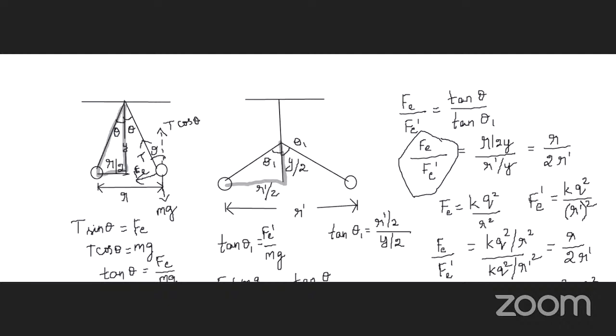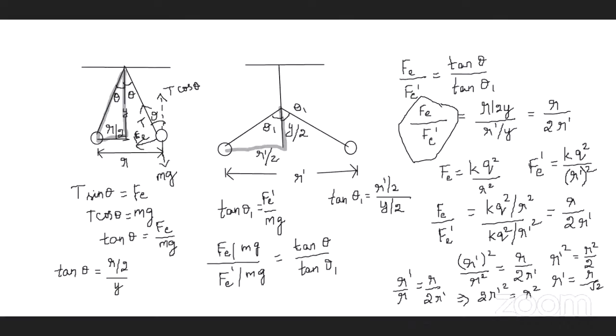Sir, could you explain that final part, sir? Okay, I will do. So this r prime squared by r squared equal to r by 2r prime. This step or this step you are asking about? Which one? Sir, the previous one, that Fe is equal to kq square by r square, Fe prime is equal to kq square by r prime square. From there you don't understand. Okay. Let me write it on another page actually.